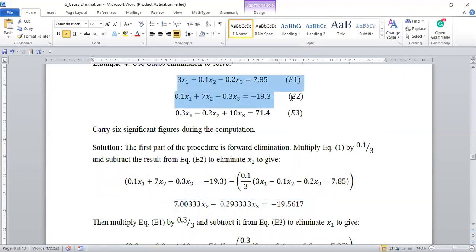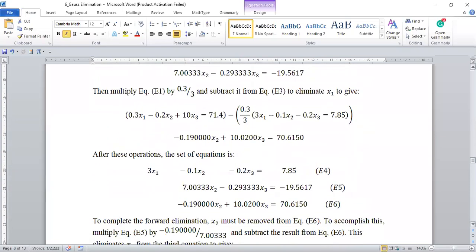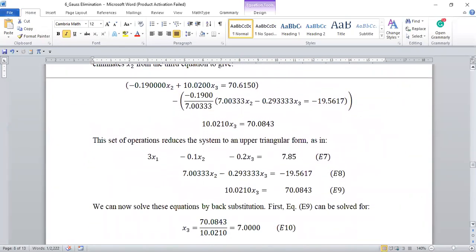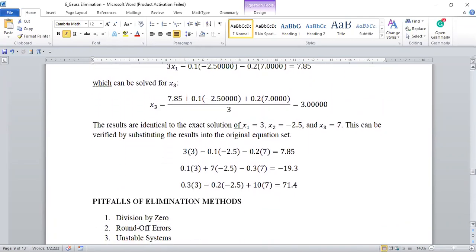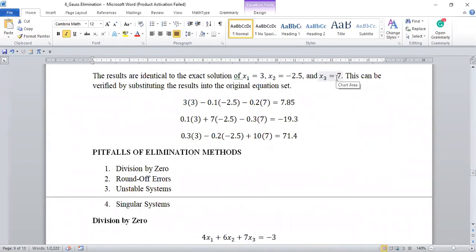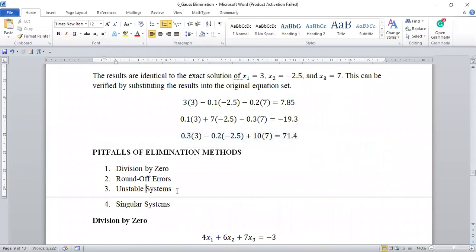But if these systems were unstable, unstable systems mean that a small change in the input will give an outrageous output. So if the system was unstable, the result you are going to get at the end of the day is not even going to be close to the original solution. It's going to be very, very far. It will deviate significantly from the original solution. That is if it's unstable. And it follows from the round-off errors.